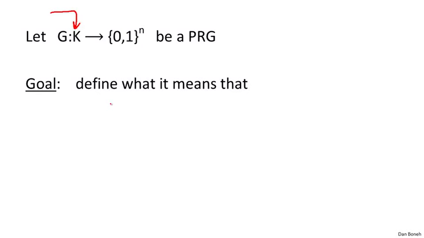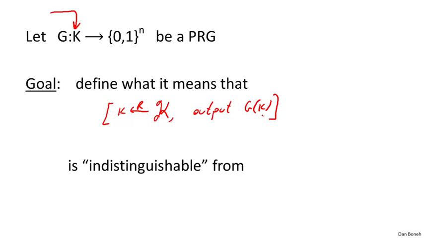In other words, we're going to define a distribution that is defined by choosing a random key in the key space. Remember that the arrow with R above it means choosing uniformly from the set script K, and then we output the output of the generator. What we'd like to say is that this distribution of pseudo-random strings is indistinguishable from a truly uniform distribution. In other words, if we just choose a truly uniform string in {0,1}^n and simply output this string, we'd like to say that these two distributions are indistinguishable from one another.